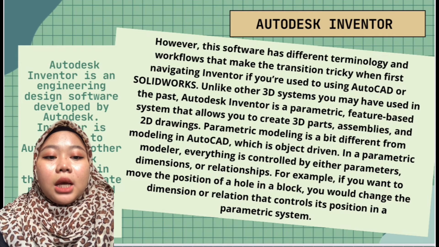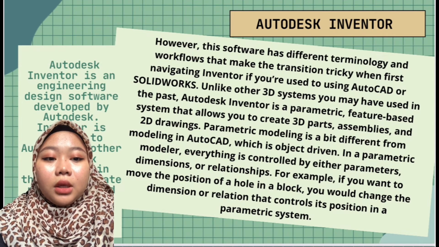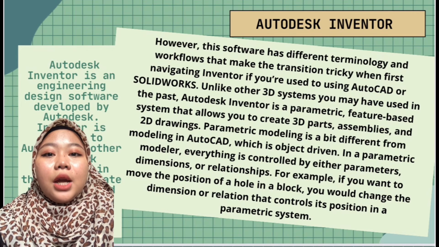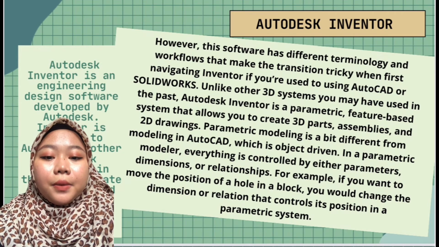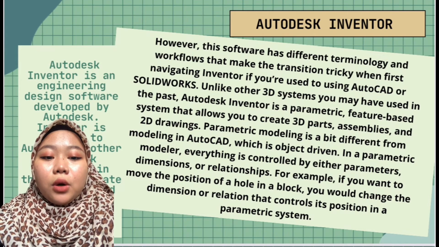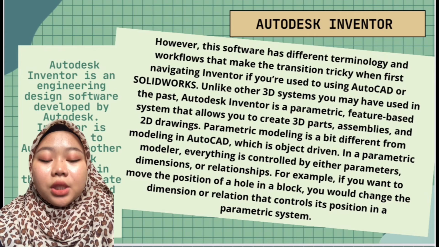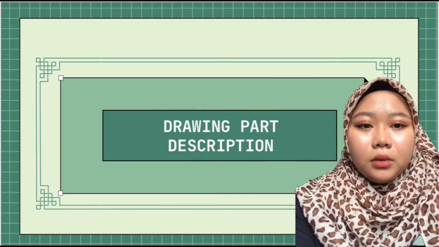Parametric modeling is a bit different from modeling in AutoCAD, which is object-driven. In a parametric modeler, everything is controlled by either parameters, dimensions, or relationships. For example, if you want to move the position of a hole in a block, in a parametric system you will change the dimension or relation that controls its position.